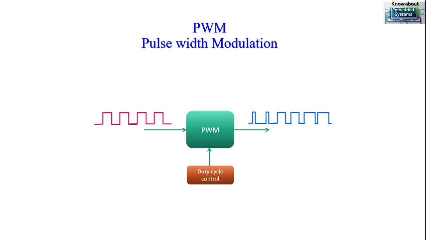If you want to control the light intensity of your headlamp, if you consider your vehicles, if you want to control the different types of illuminations, light intensities are possible. That is done by this pulse width modulation. Like that, there are a number of applications that we will discuss in the video.